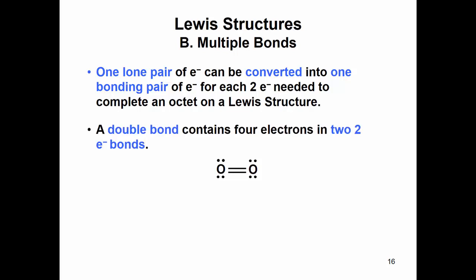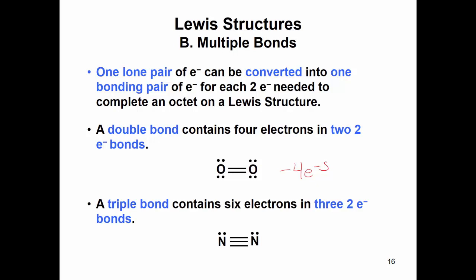Okay, a double bond is here. Okay, it contains 2 electrons in each bond. So a double bond has 2, 4 electrons. So each one has 2 in it. A triple bond has 6 electrons. So 2, 4, 6. So there's 6 electrons in a triple bond.